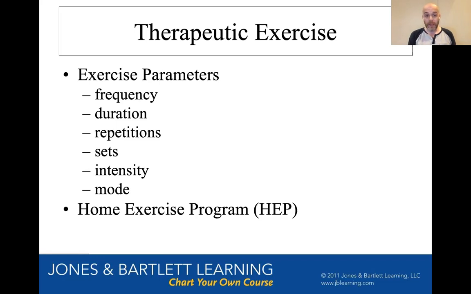Intensity would be how much weight, how much resistance you're using. And mode could mean whether you're using body weight for your training. It could be mechanical weights, elastic weights, aquatic, things like that. HEP stands for home exercise program, and that's what we always give to our patients.